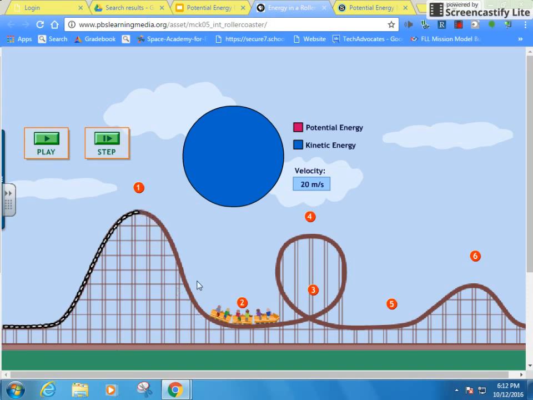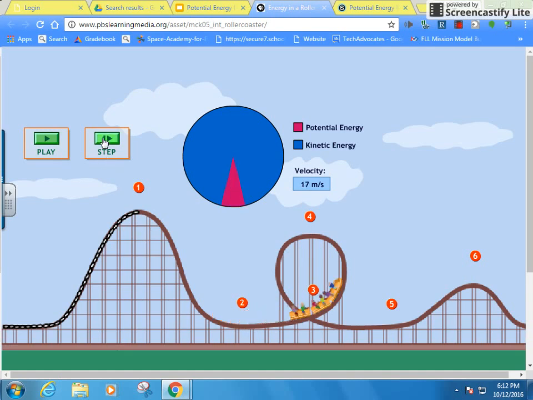And that's where this roller coaster starts to get faster and faster and faster until it hits the bottom of the hill where it is at its fastest point. So down here at the bottom, it is all kinetic energy and very little potential energy because it's down near the bottom.